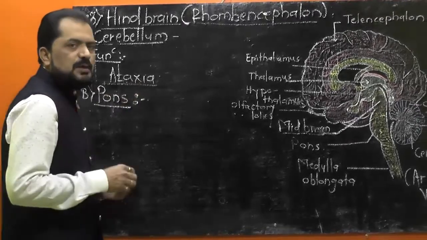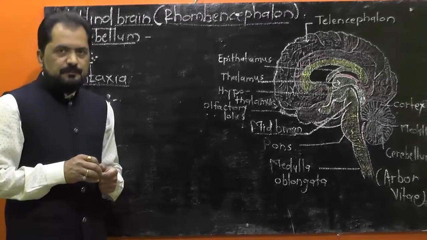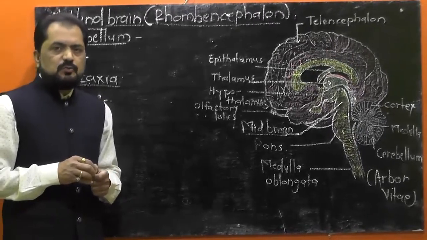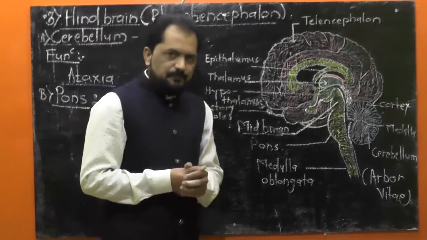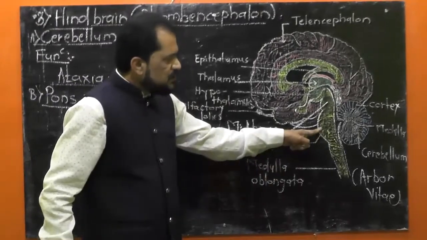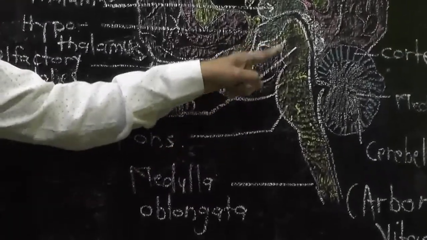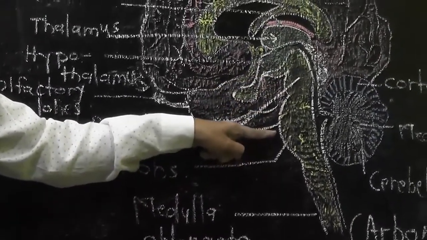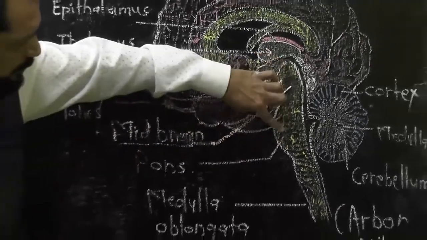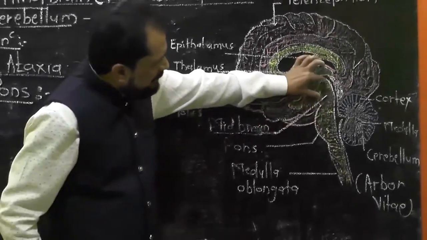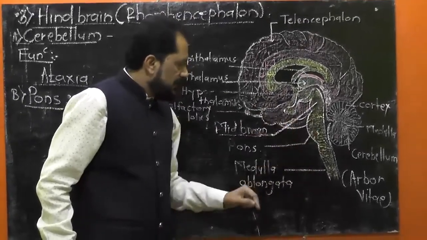Pons, this word stands for bridge or connecting link. Pons या शब्दाचा अर्थ होतो bridge or connecting link. Please look at the diagram. Pons, this part is present inferior to the midbrain. याचा अर्थ pons हा जो भाग आहे हा midbrainच्या खाली आहे. Superior to the medulla oblongata.